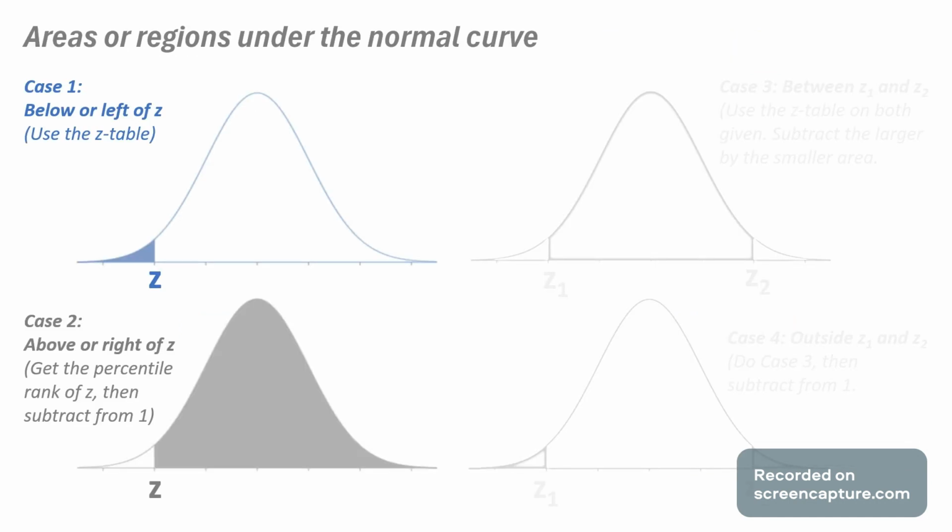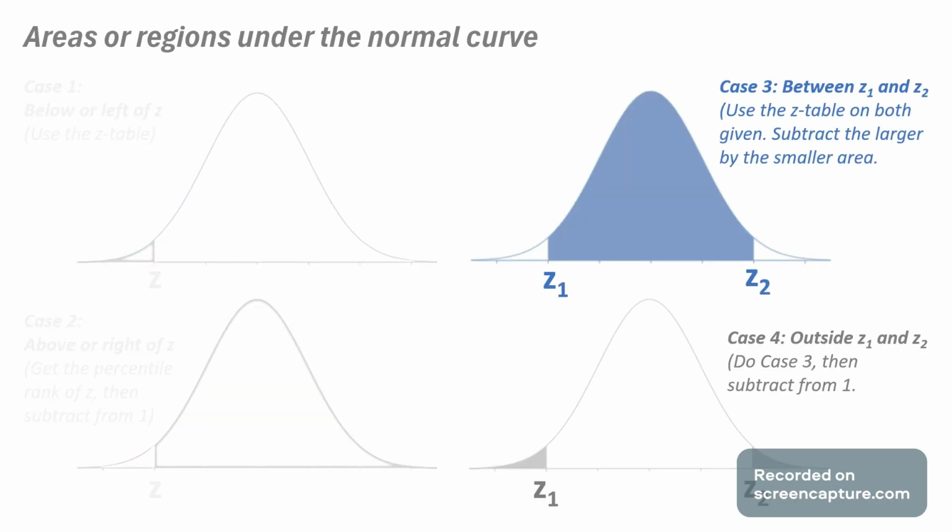Case 1 is called below or left of z. You can easily get its area by using the standard normal table. Case 2 is called above or right of z. As the name implies, it is at its right. To get this area, just get the left of z and subtract it from 1.